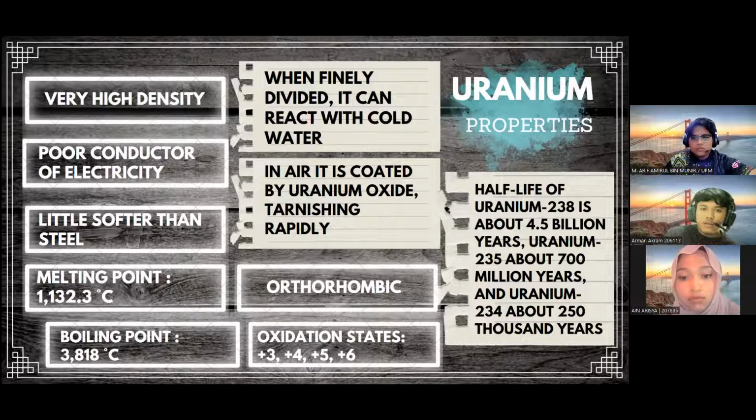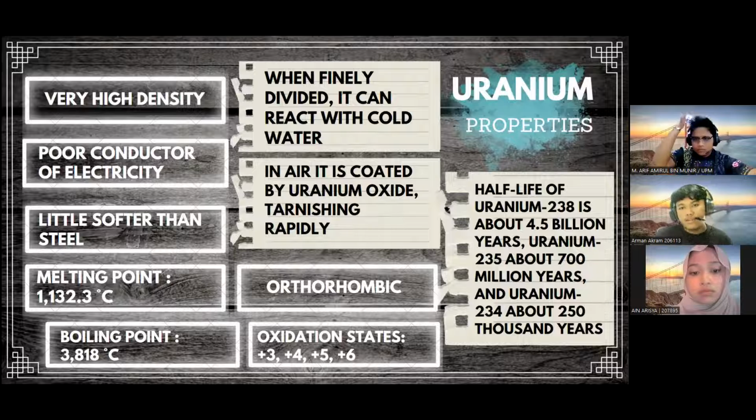Uranium, when finely divided, can also react with cold water. When in air, it is coated by uranium oxide, which tarnishes rapidly. Other than that, don't forget that uranium has an orthorhombic crystal structure, and has oxidation states of 3, 4, 5, and 6. But usually the most stable oxidation states are 4 and 6.